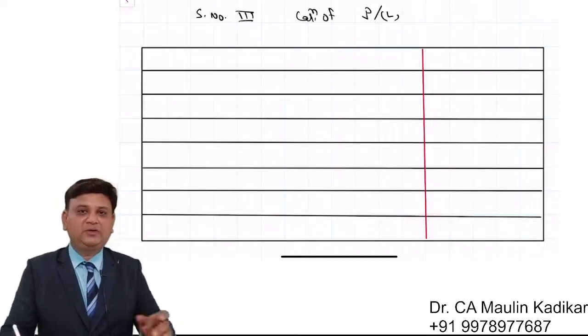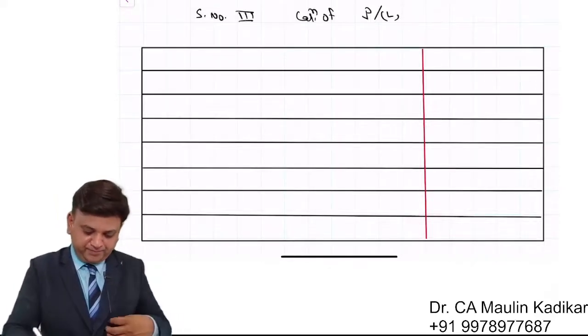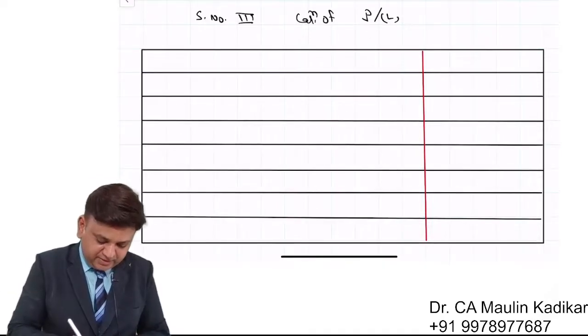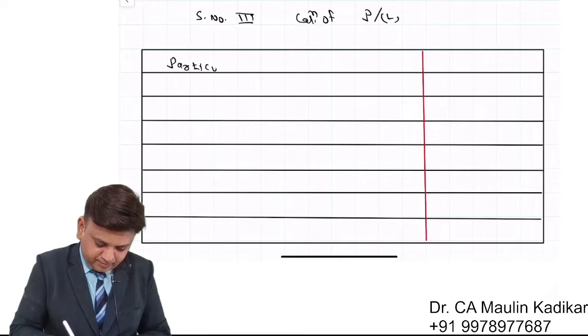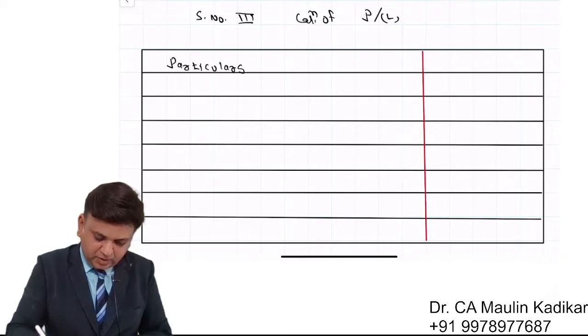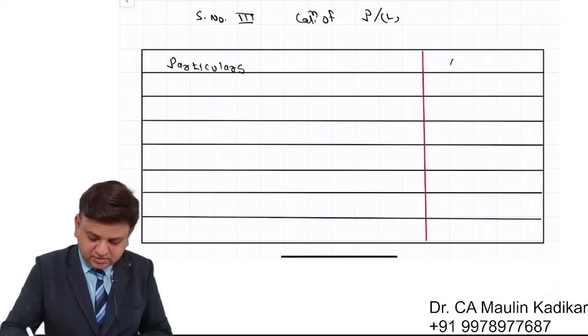Let us see how to calculate the profit or loss. I request all of you to pay attention. Column number 1, particulars. Column number 2, amount.